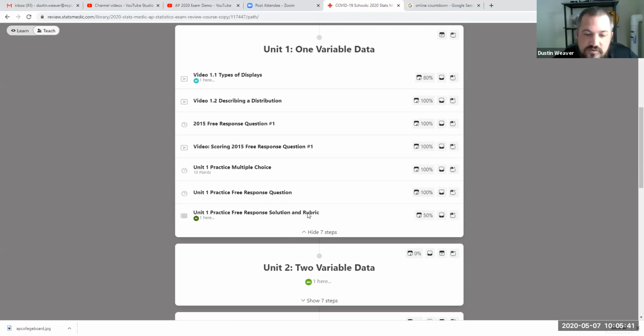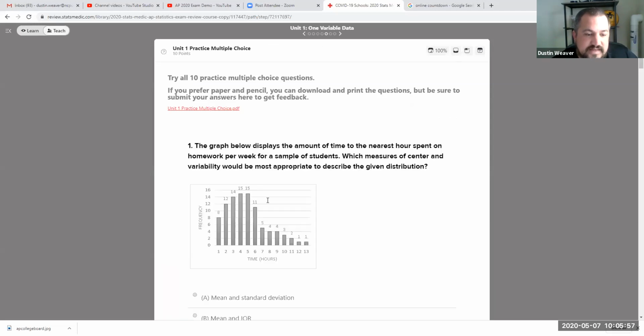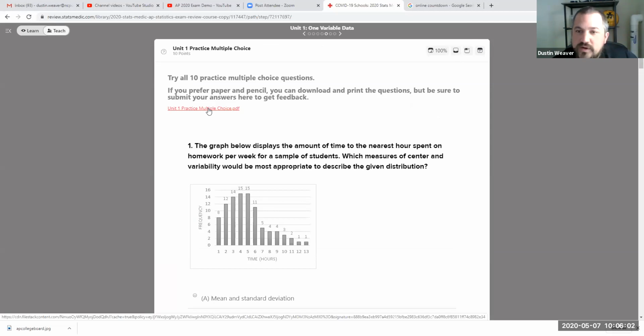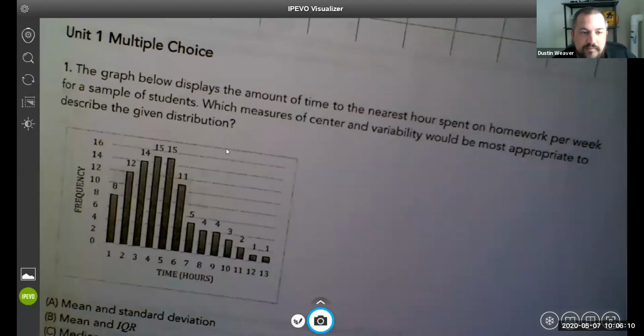All right, you have two options. You can follow along in two ways. If you were in my face-to-face class, I have printed off the multiple choice questions for you, so they are in your packet. If you're online, if you click on Unit 1 practice multiple choice on the computer, the 10 questions will pop up. You can also download the PDF and print it off if you prefer to use paper and pencil and keep your notes there.